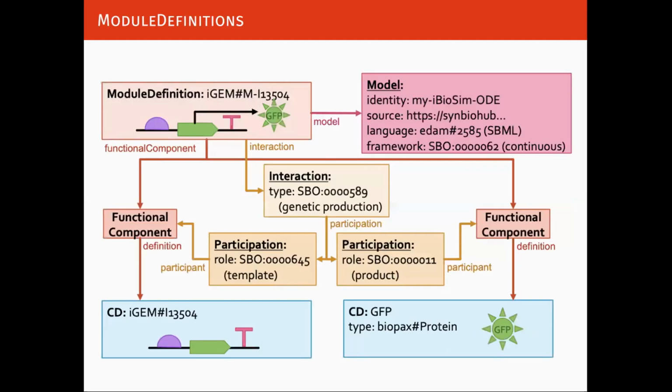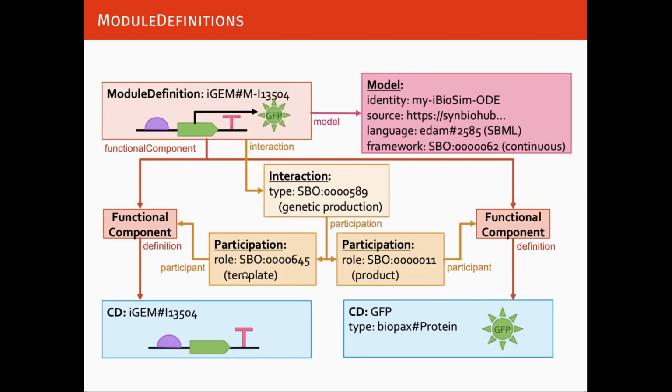Then when we get into the functional layer, that's where module definitions come in. In this case, this module definition is describing that this part is actually producing green fluorescent protein. So now I want to express that it's not just the DNA, but also the protein that's being produced. In this case, I have a functional component, which is essentially one part. One of my parts is this little strand of DNA, and my other part is the protein, green fluorescent protein. Then I have an interaction that says that this is a genetic production interaction, which is describing what this arrow means. And it has two participants.